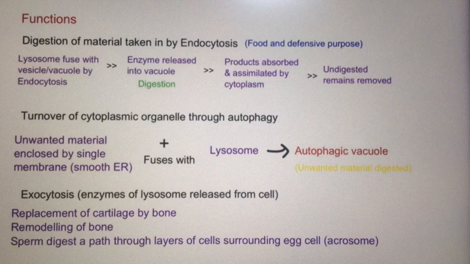Lysosome also carries out exocytosis, whereby enzymes of lysosome are released from the cell. This happens during replacement of cartilage by bone during development. During the remodeling of bone, due to injury or new stresses, the bone might be broken down by lysosome through exocytosis. The sperm also contains acrosome, which is a type of lysosome, to digest a path through the layers of cells surrounding the egg cell.